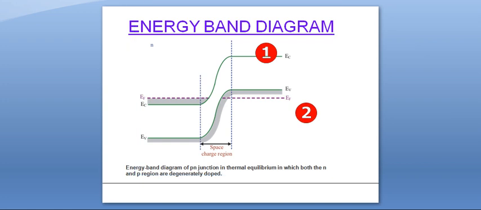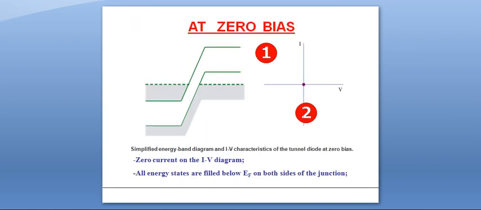At zero bias, zero current on the IV diagram, all the energy states are filled below the Fermi level of energy on both sides of the junction.